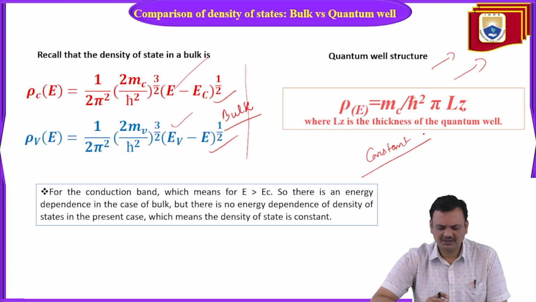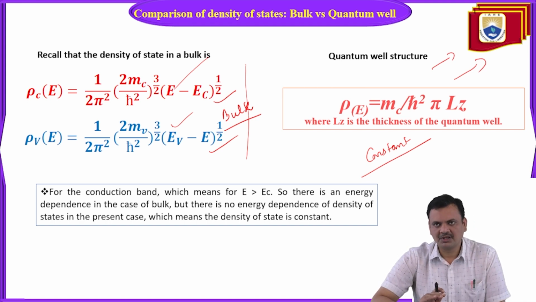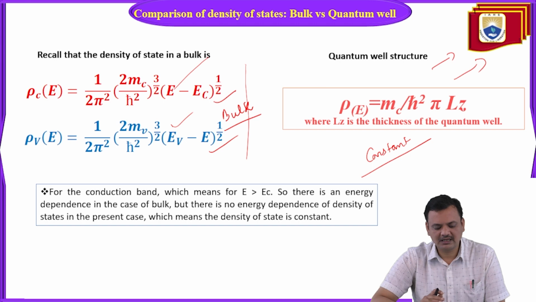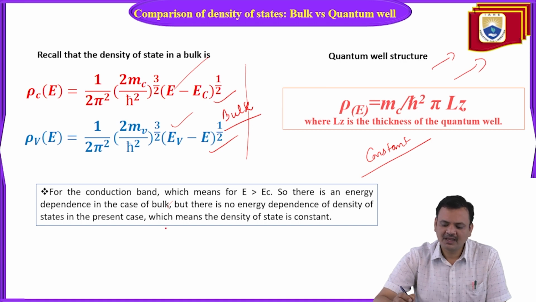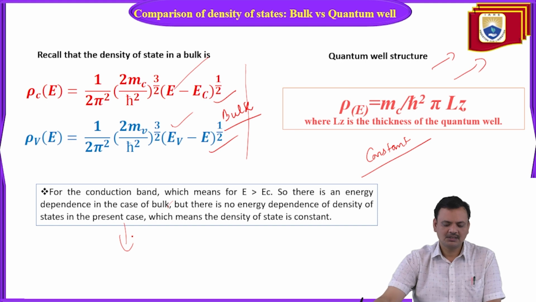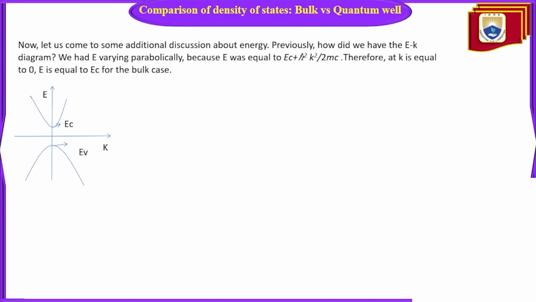Okay. So that thing is written here for the conduction band, which means E is greater than EC, the minimum energy of the conduction band EC, or you can say band edge energy. So there is an energy dependence of density of states in the case of bulk, but there is no energy dependence of density of states in the quantum well structure we are discussing, which means the density of states is constant.